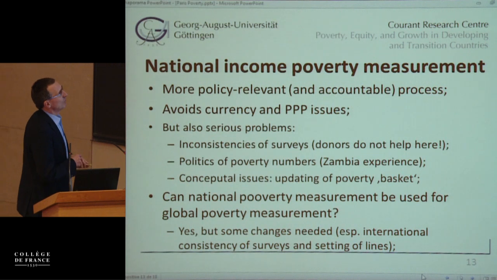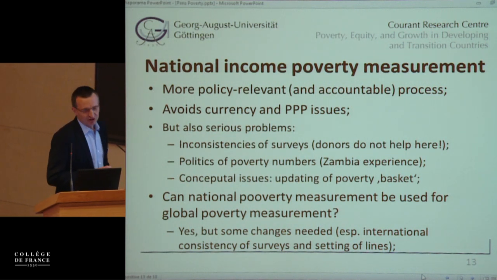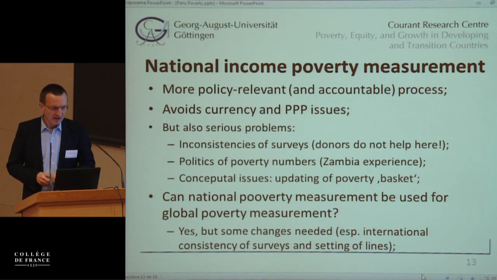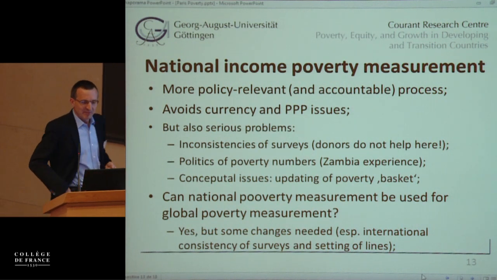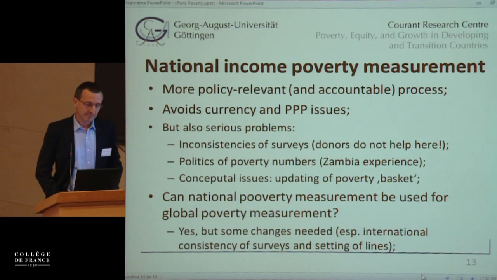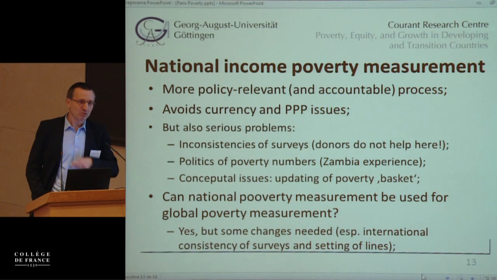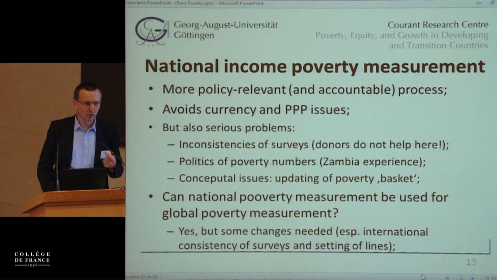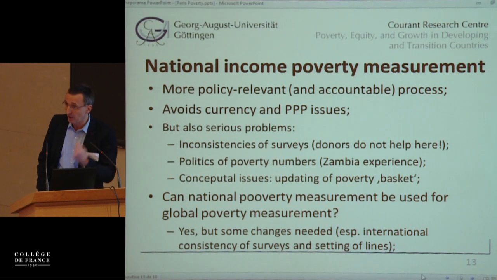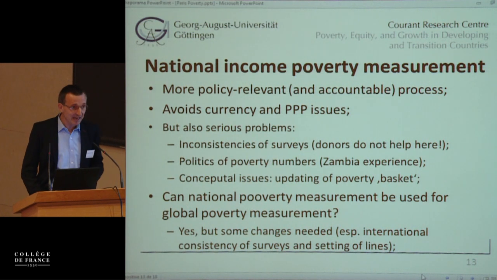Let me now briefly move to national income poverty measurement and what that could add. Now, of course, national income poverty measurement works more or less well. It's alive and well, quite independent of this global poverty measurement. It works quite well in many countries where they have well-defined poverty lines, well-defined debates about poverty.